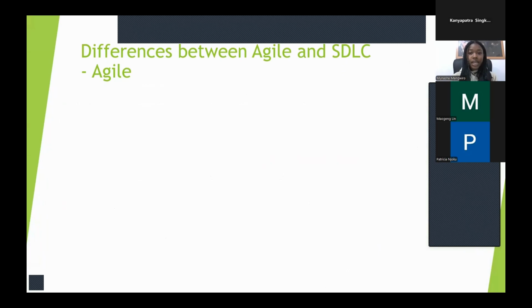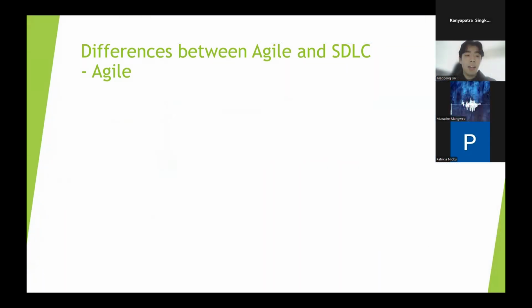Moving on to differences between Agile and SDLC. Hello, I'm Mel, and I'll be going over the differences between Agile and SDLC.